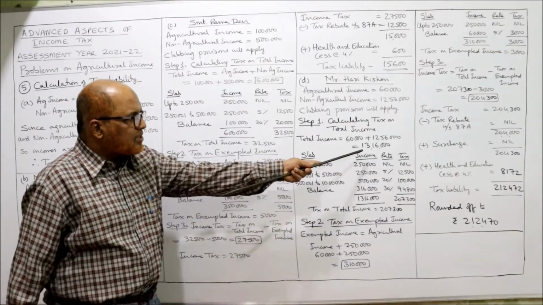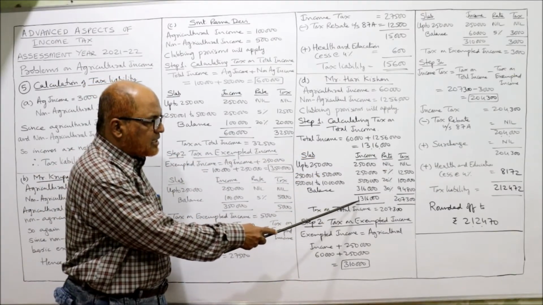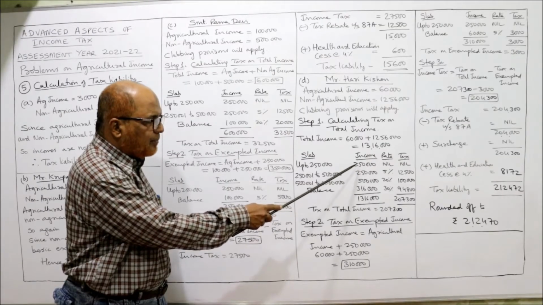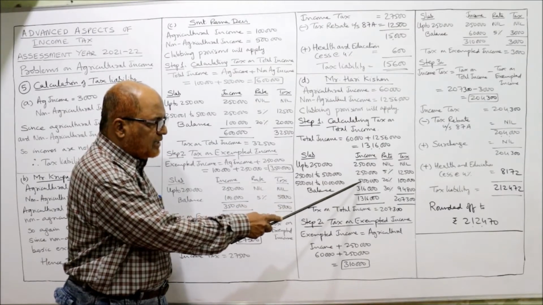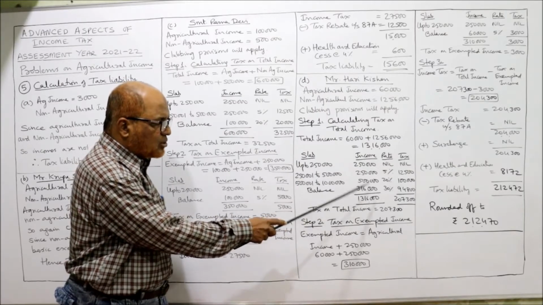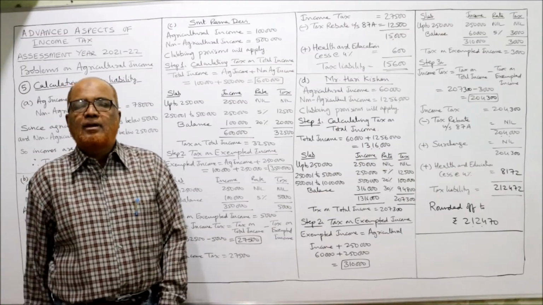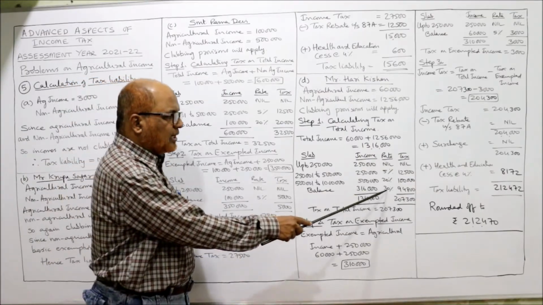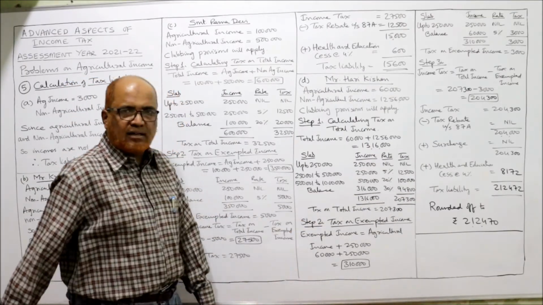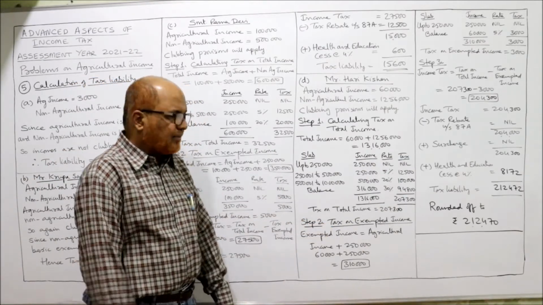Here total income is 13,16,000. 13,16,000 minus 10 lakh, that is 2,50,000 plus 2,50,000 plus 5 lakh adding up to 10 lakh. So 3,16,000 is the balance. 3,16,000 into 30% is 94,800. Now you add up: 2,07,300. That is the tax on total income.